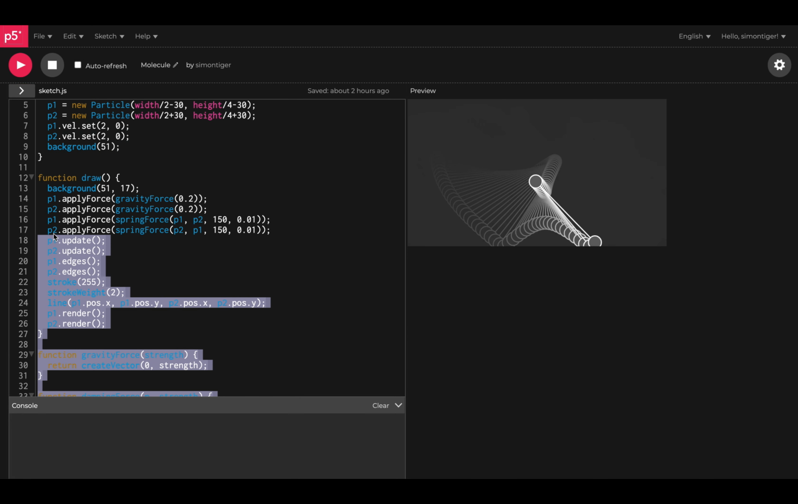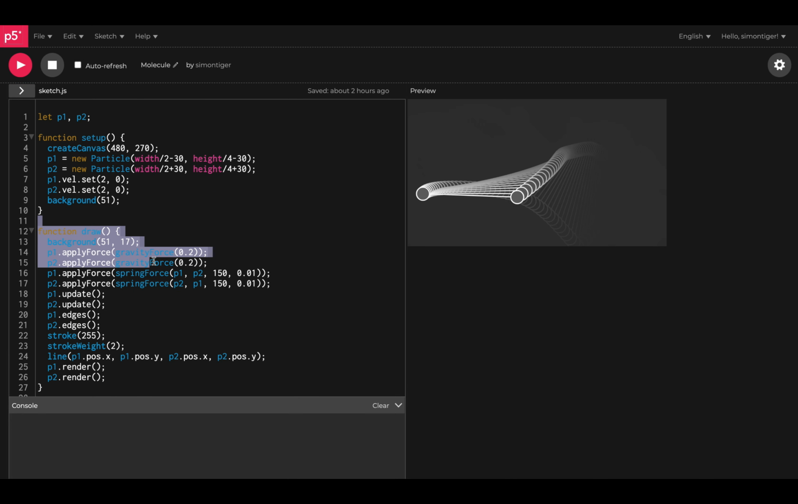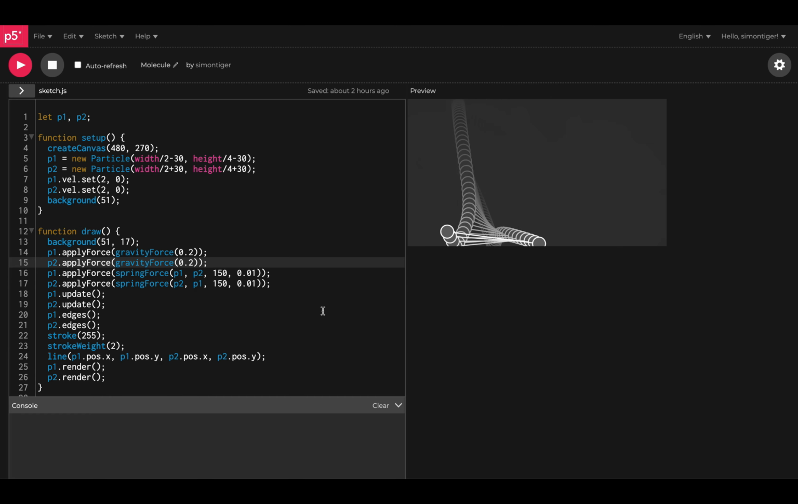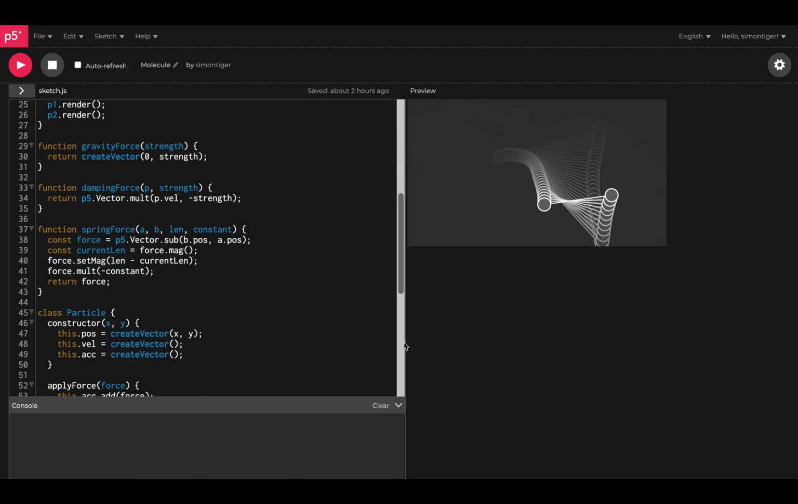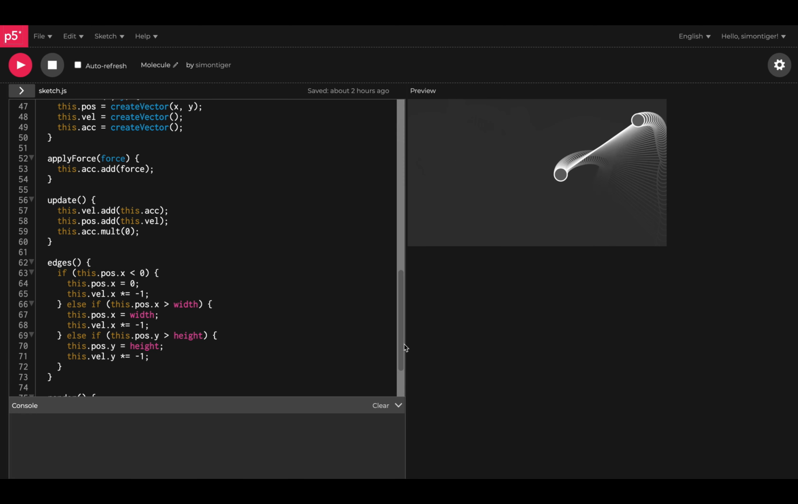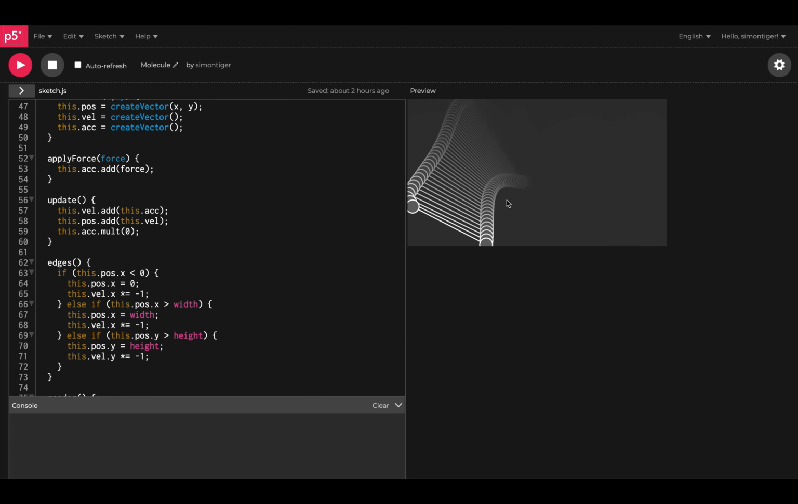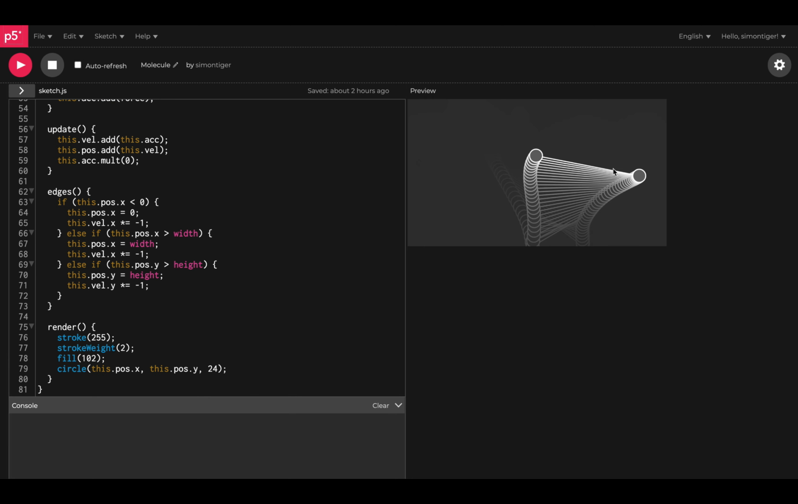So I built this just quickly for Dan from the Coding Train, who's currently recording a series of videos on physics and code and stuff like that. So yeah, I made this, which is literally just two particles connected with a spring.